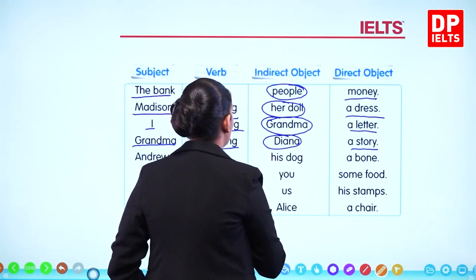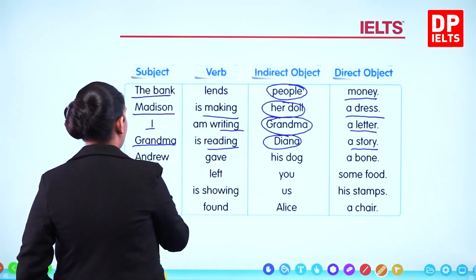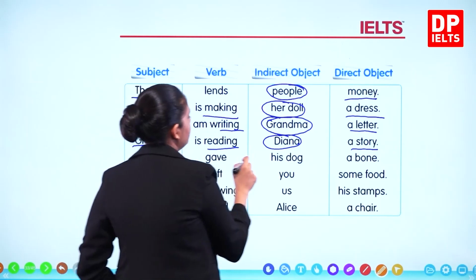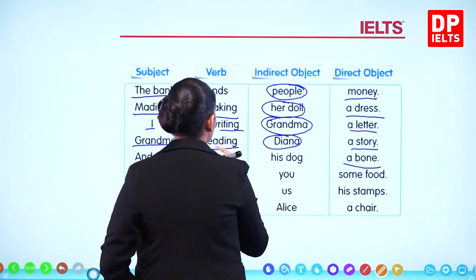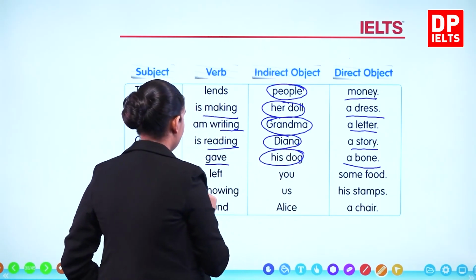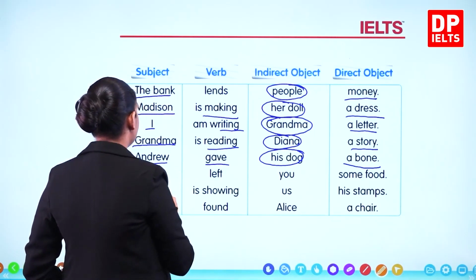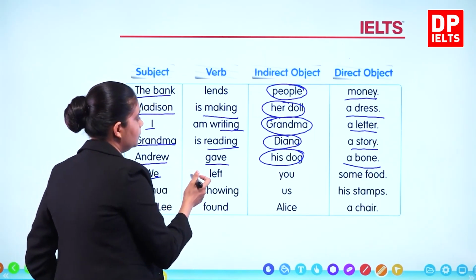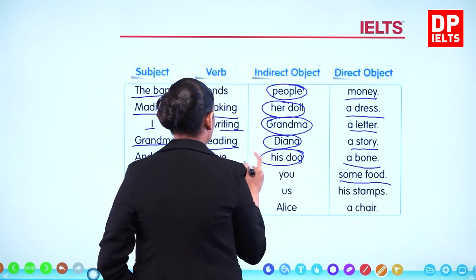Andrew gave his dog a bone. Who gave his dog a bone? Andrew. What did he give? A bone. Gave is the verb to whom? His dog. Clear? We left you some food. Who left some food? We. What did we leave you? Some food. Left is the verb to whom?